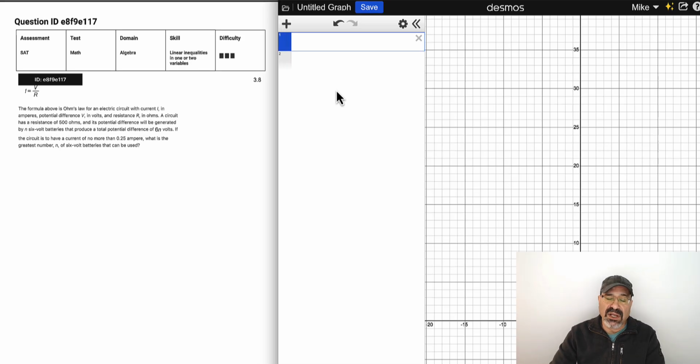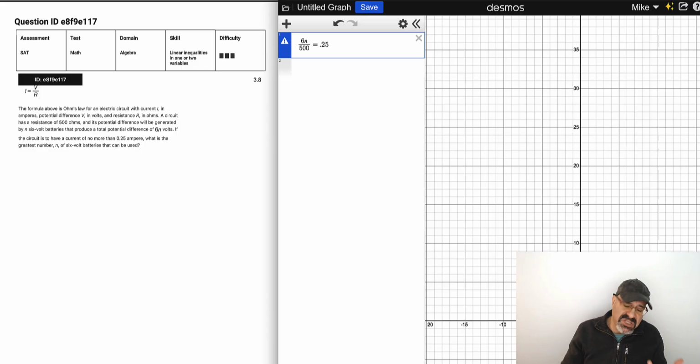All right, here we're looking at another SAT question. This one gives us a very simple relationship, which is just I is equal to V over R. Then it gives us some values to put in there, right? So we have 6n in the numerator, and in the denominator we have 500. And we know that the maximum that this can be is 0.25. It cannot be greater than 0.25.